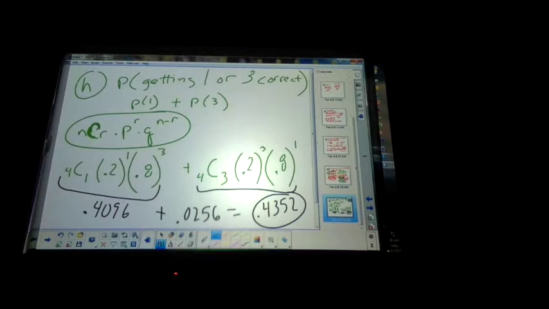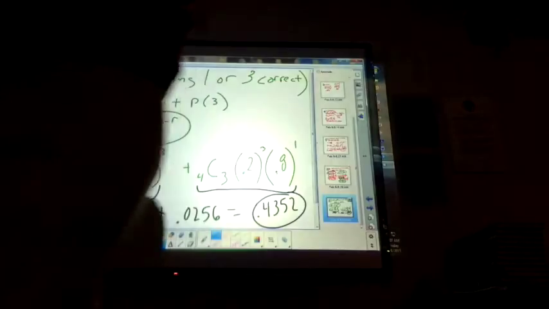So, 10 seconds left. What's the chance we get 1 or 3 right? 43.5%. Is it worth doing? Is it worth trying? You got a chance, you might as well. If it doesn't count against you to guess, might as well.